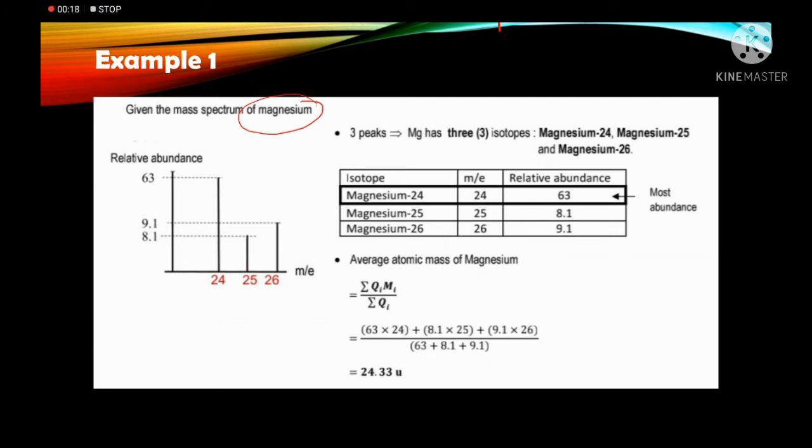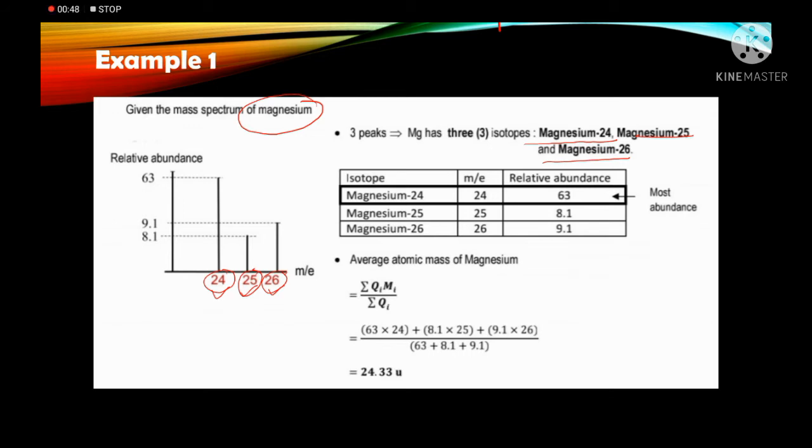If you can see from the mass spectrum, how many isotopes for magnesium? They have 3 isotopes because they have 3 peaks. Am I right? So if they ask you how many isotopes magnesium has, the answer is 3. How do you want to write that down? We have magnesium-24, magnesium-25, and magnesium-26.